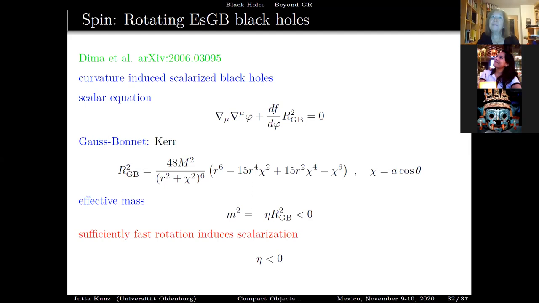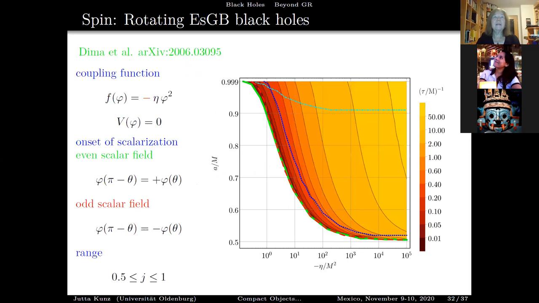And this is indeed what is happening. And this has been then termed spin-induced, but it's still the curvature term. It's just called spin-induced spontaneous scalarization. And here, this is the very interesting paper by Dima. They were looking at where is the onset. So where is the onset?